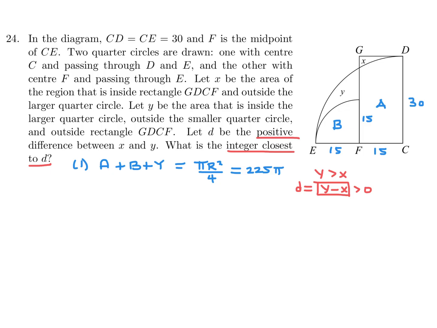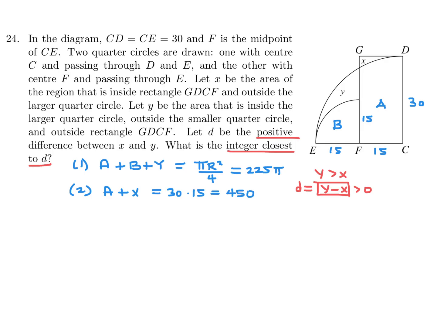Okay, so then what's next here? The rectangle, which I believe is A plus X, that's just going to be 30 times 15, right? The dimensions of that rectangle, that's 450. We'll call that equation 2.